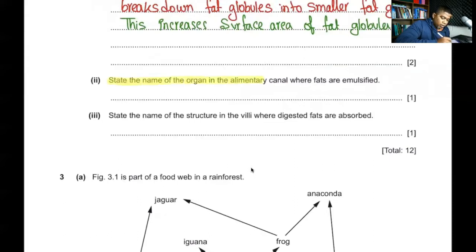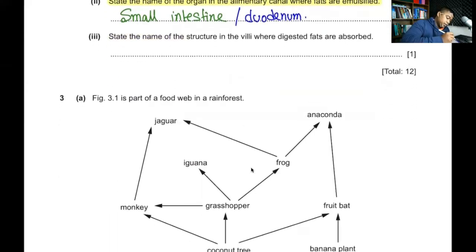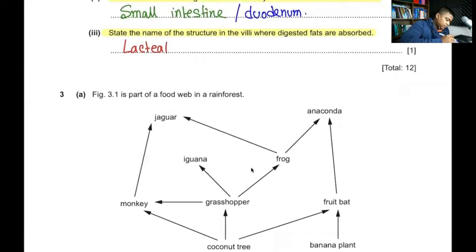State the name of the organ in the alimentary canal where fats are emulsified. Small intestine. Or we can answer duodenum. State the name of the structure in the villi where digested fats are absorbed. Lacteal. Lacteal absorbs digested fat.